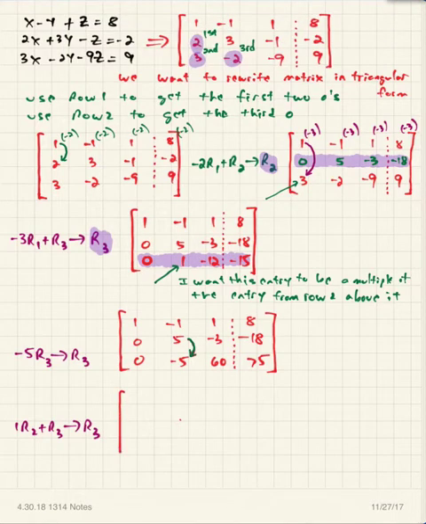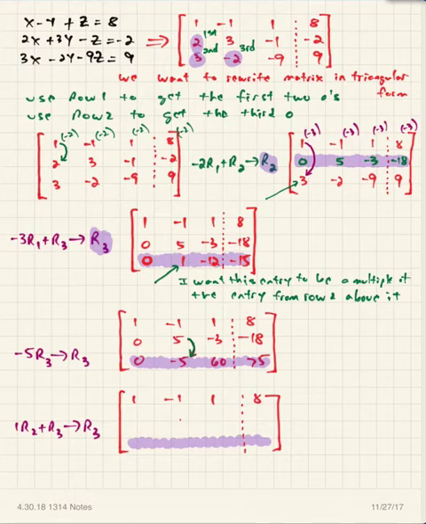So row 1, oh, and by the way, I've been highlighting the row that changes in each step. So there's the row that changed in that step. This last step, again, row 3 is the one that's going to change. So you have 1, -1, 1, and 8 is row 1. By the way, if you work through the process like I'm outlining it here, row 1 will never change. Row 2, you have 0, 5, -3, -18.